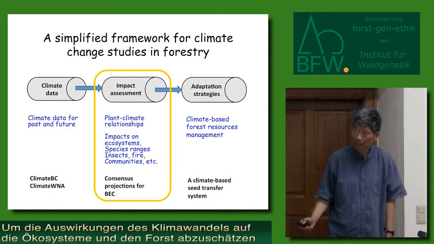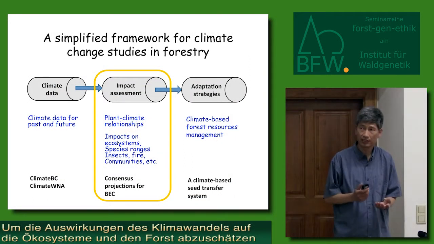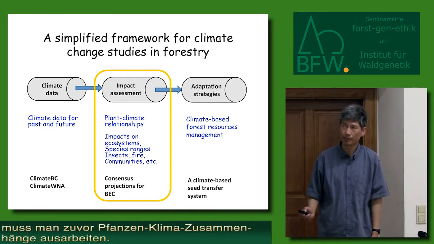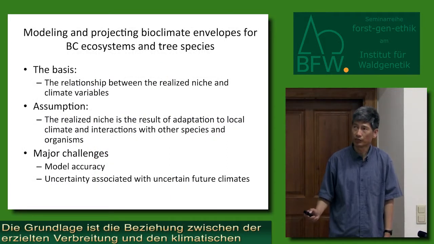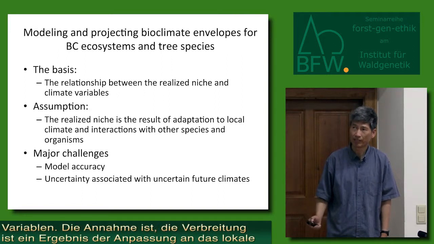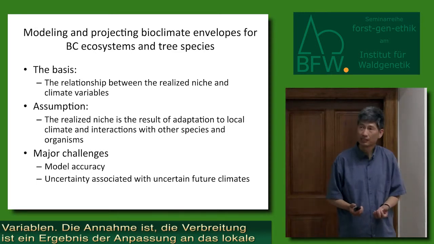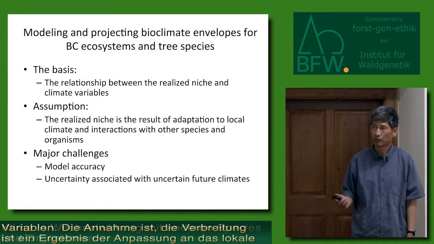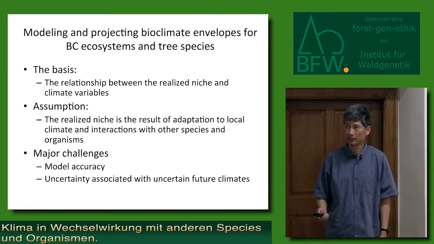For the assessment, in order to assess the impact of climate change on the ecosystem and on forest trees, we first need to establish plant-climate relationships. The basis is the relationship between the realized niche and the climate variables. The assumption is that the realized niche is the result of adaptation to the local climate, and also of interactions with other species.